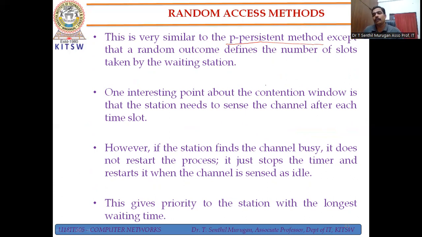So what happened? One interesting point in this contention window is it will take the time slot. It has to wait. Again, it has to sense the medium: is the medium free or not? Once the time slot is over, again you have to sense the medium. If again the medium is busy, it will take another slot. You have to wait.